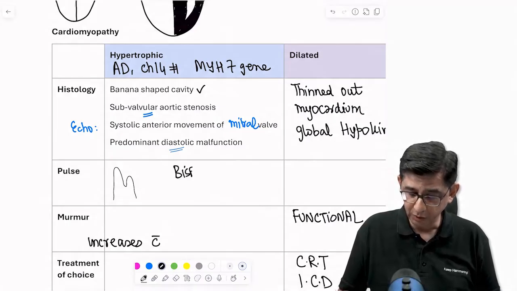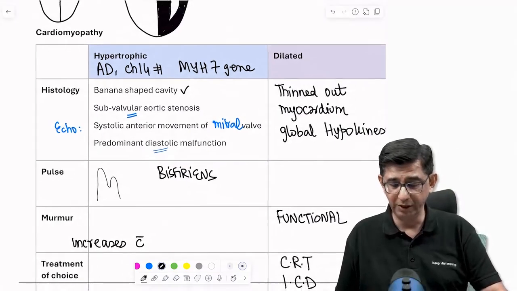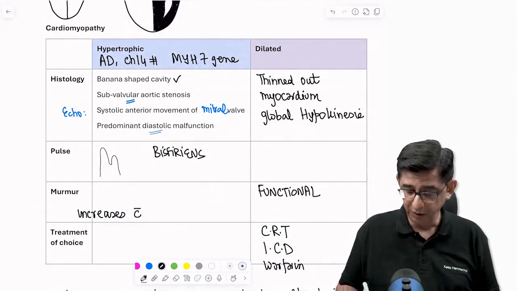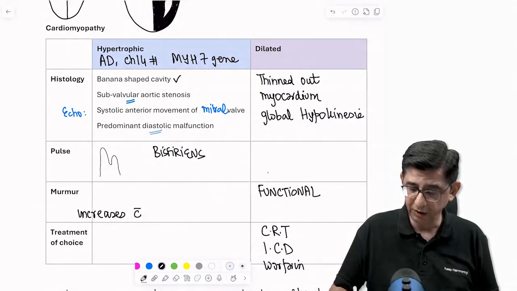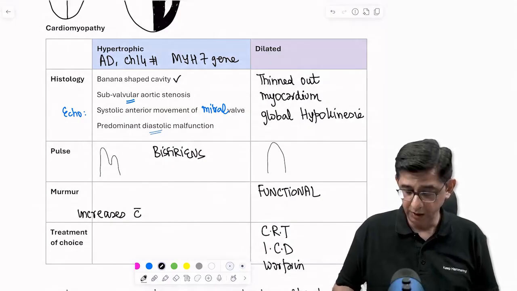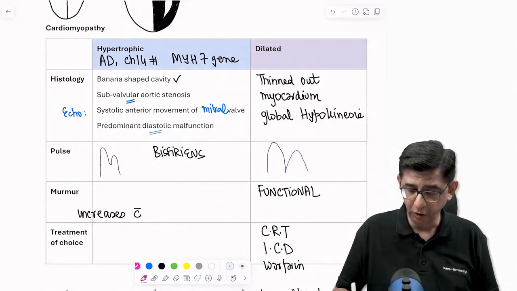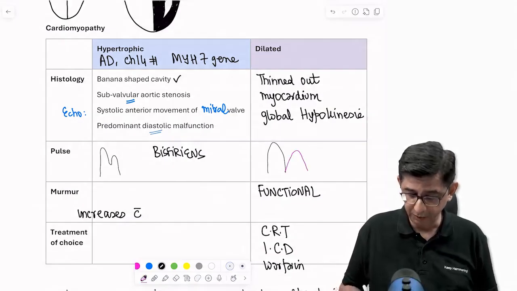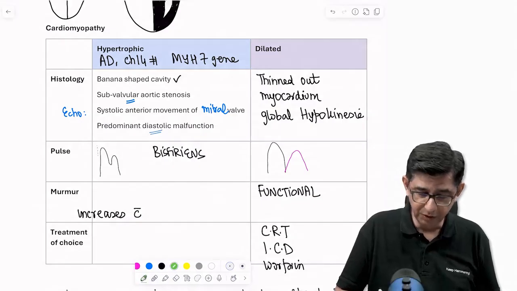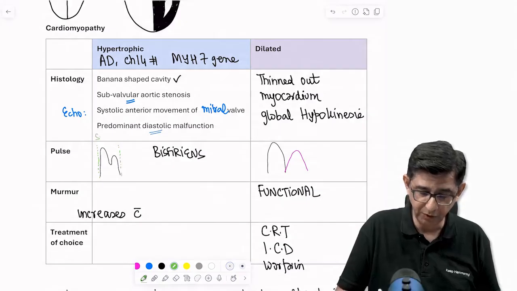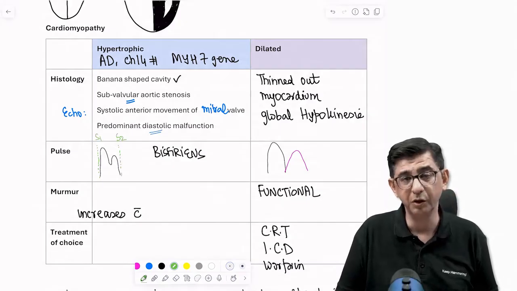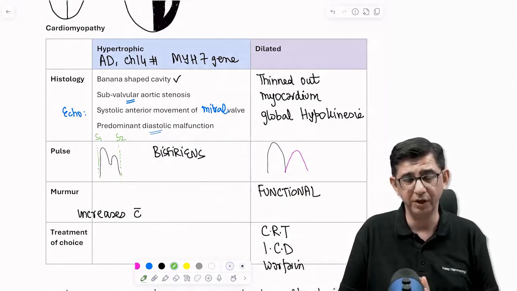But when it comes to the pulse of dilated cardiomyopathy, where we get a global hypokinesia and a thinned out myocardium, the pulse will again have two peaks. Here I would like to draw with a different color. One peak will be in systole and the second peak will be in diastole. Let me put markers there as well. Normally, there are two peaks in the phase of systole, that is the period between S1 and S2. There is no peak in the phase of diastole.